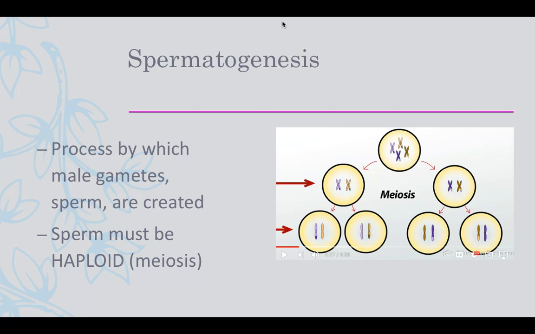So this is the process of creating sperm. In women, it's called oogenesis, and we're going to talk about that on Monday and Tuesday. So you've probably heard of this term before.